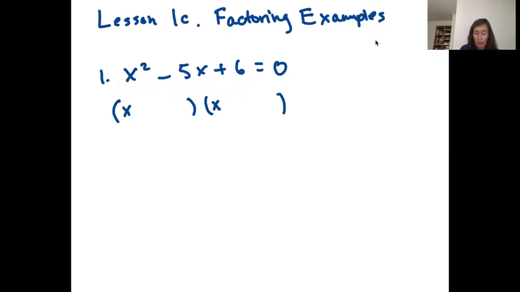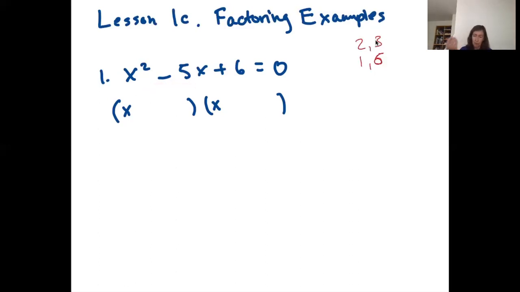And in thinking about what numbers to put here with the x's, we're going to think first about the factors of 6. The factors of 6 that come to mind first are probably 2 and 3, 1 and 6. 2 and 3 add up to 5, but they add up to a positive 5. What we've got here is a negative 5.